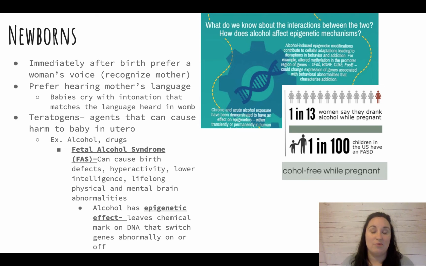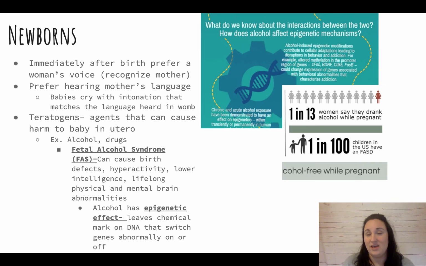So when babies are born, they actually have several abilities. They recognize mother's voice, and they prefer the voice of a woman because that's what they're familiar with. They even prefer hearing mother's language, and their cry actually has the same intonation as the mother's language. So if the language is something like German, which has a different intonation than Spanish, they will imitate that in their cry.